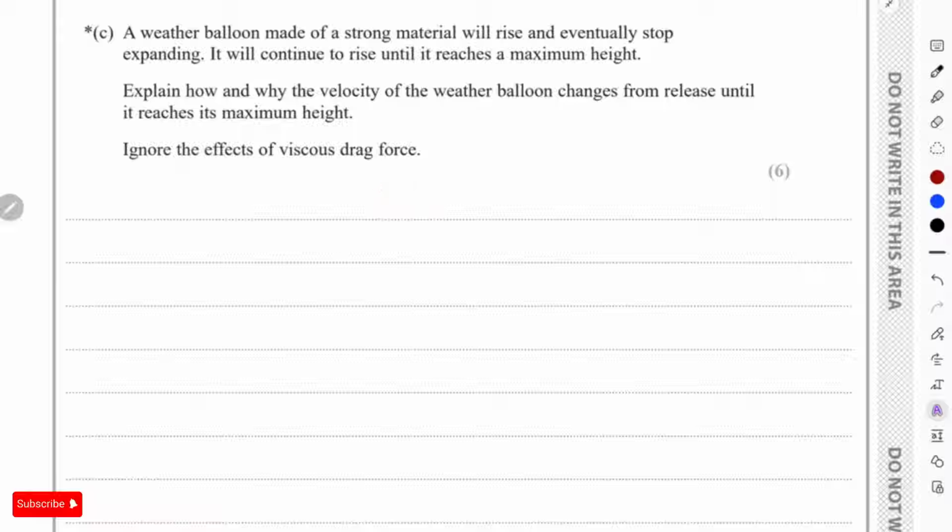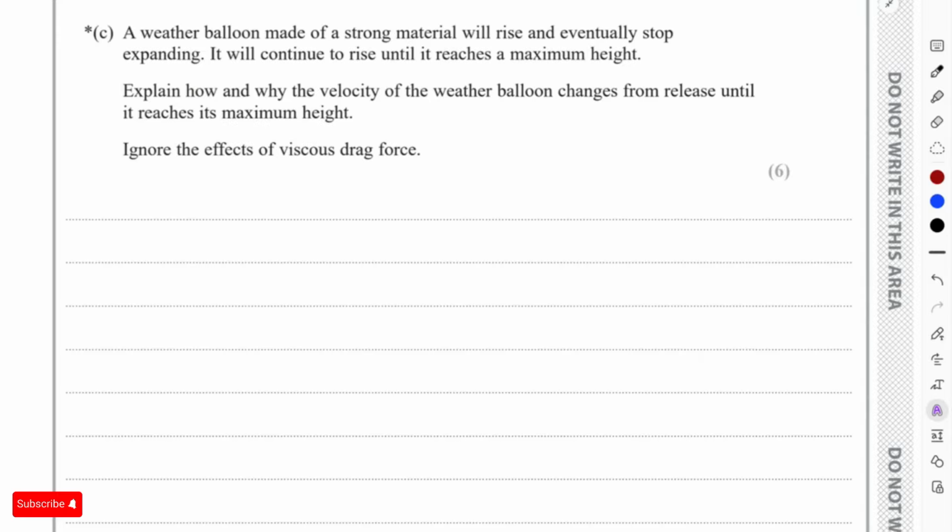Okay, so you're supposed to consider it like this: when the balloon is released, initially the upthrust is very large compared to the weight, right? So obviously this causes a resultant force in the upward direction, and according to Newton's second law, the object will accelerate upward. But then as the object accelerates, its velocity increases, which also increases the air resistance. So the air resistance will continue to increase until it becomes equal to your weight, and then all the forces are balanced.